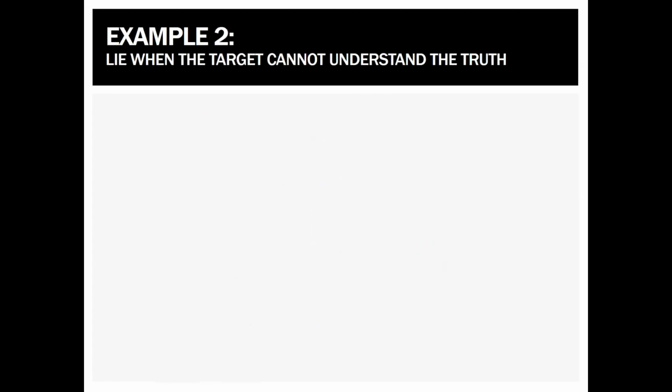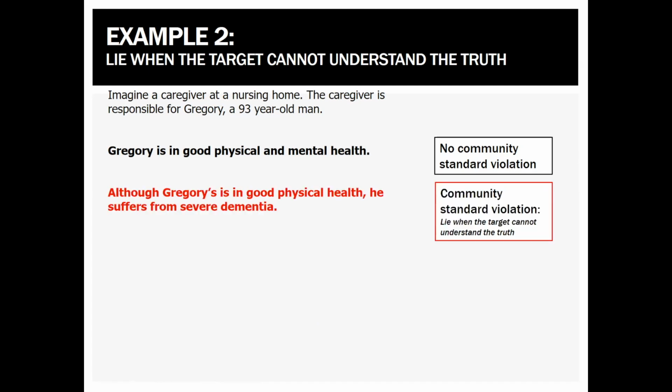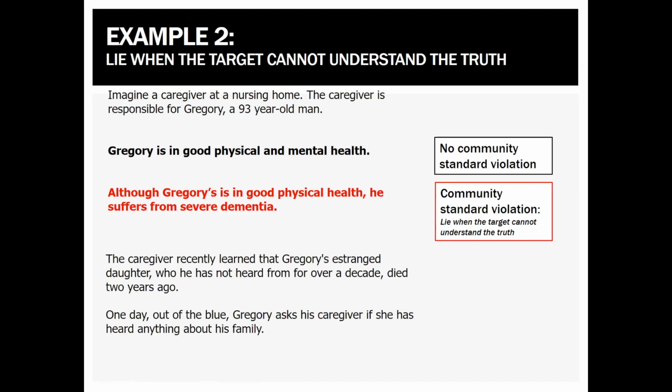Going through another quick example, this features a man named Gregory, who is an elderly person in a nursing home. He's either in good physical and mental health, so no violation, or he lacks cognitive capacity. He has trouble understanding the truth because he suffers from dementia. So the caregiver learns that Gregory's daughter, who he's been estranged from, has passed away. And Gregory asks out of the blue, have you heard anything about my family? Again, same mechanism judgments, and I'll show you the graph in the same format here.